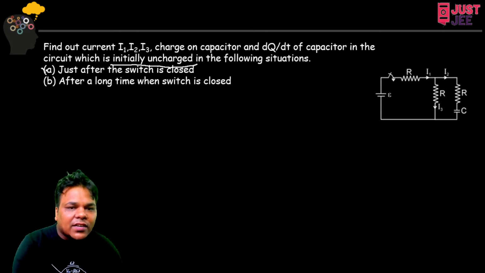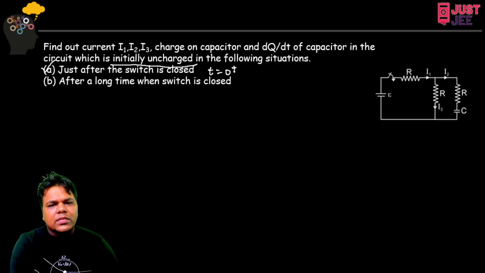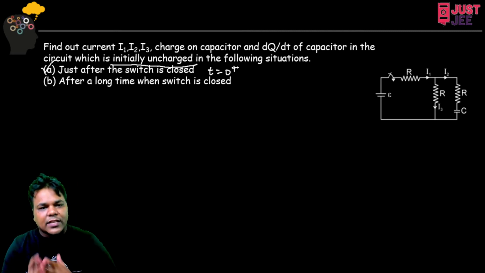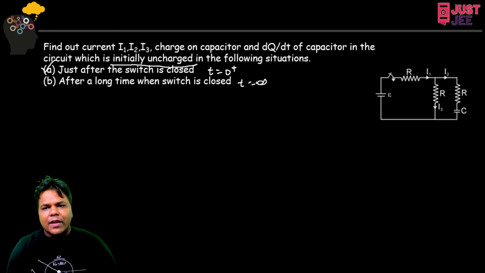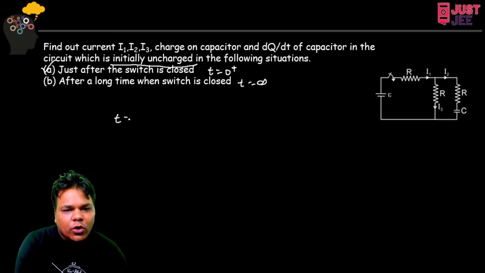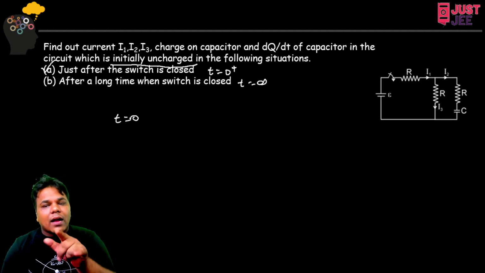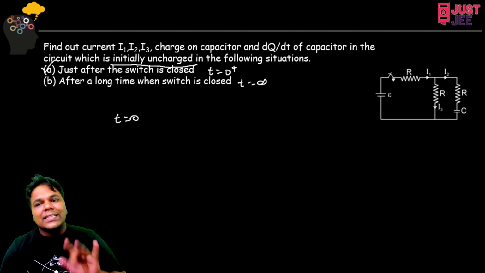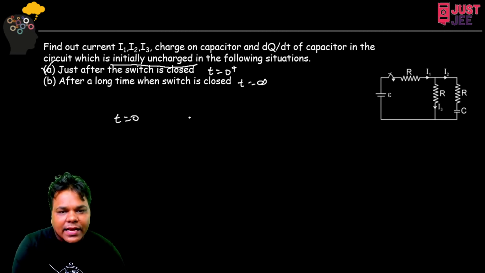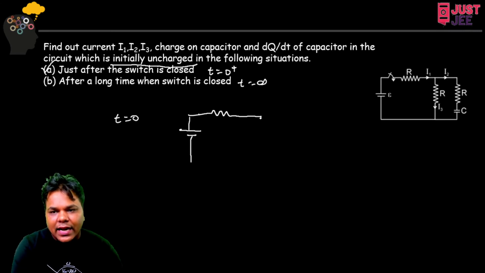First, just after the switch is closed, that means t equal to 0; we better call it t equal to 0 plus, just after closing the switch. And the next time is t equal to infinity. Let's solve them one by one. First of all, at t equal to 0, we replace the capacitor by a conducting wire. Why? Because there is no charge on it, so there is no potential difference across the capacitor. Then we redraw the circuit like this.